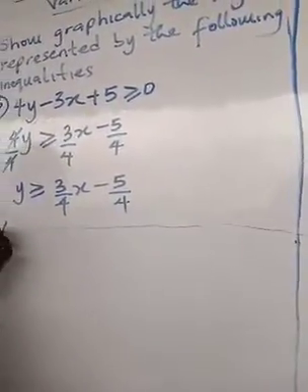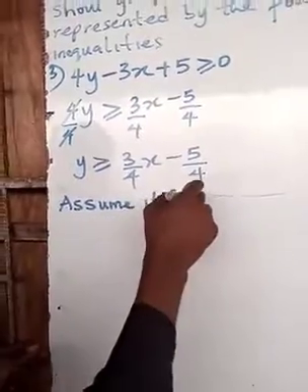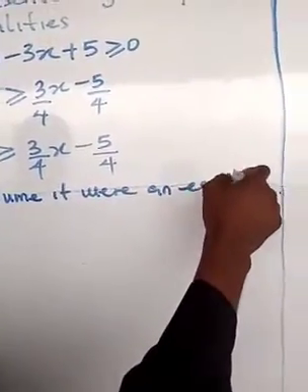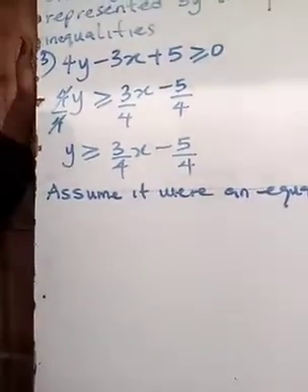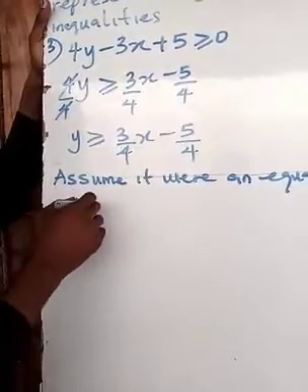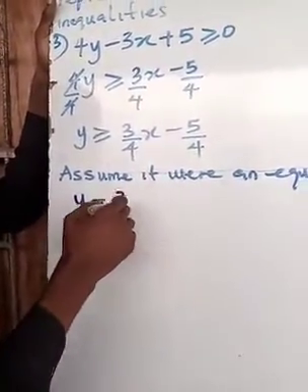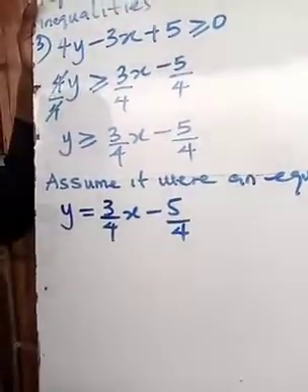So now assume it were an equation. So if we assume it were an equation, that means that greater than or equals to becomes equals to. So we have y equals to 3 over 4x minus 5 over 4.